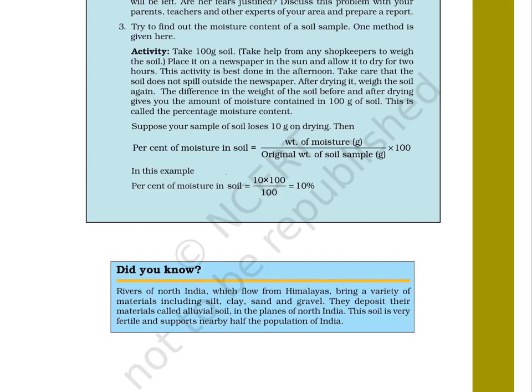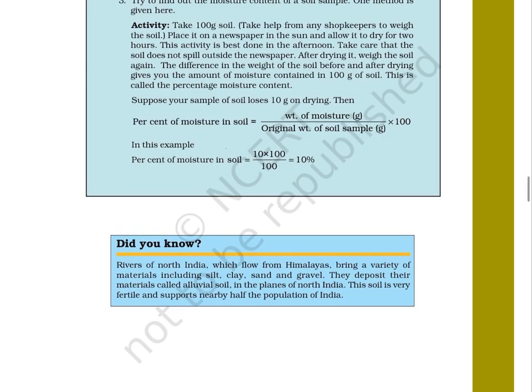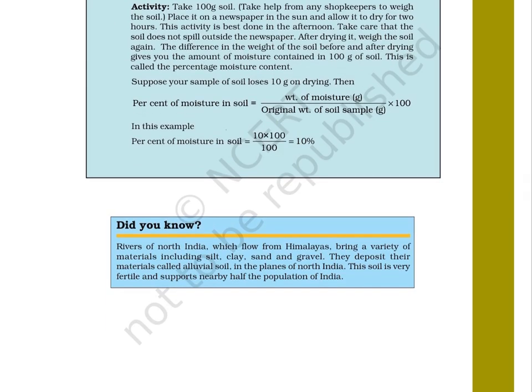Did you know? Rivers of North India, which flow from Himalayas, bring a variety of materials, including silt, clay, sand, and gravel. They deposit their materials called alluvial soil in the plains of North India. This soil is very fertile and supports nearly half the population of India. Chapter 9 of the total 18 chapters of the book ends here.